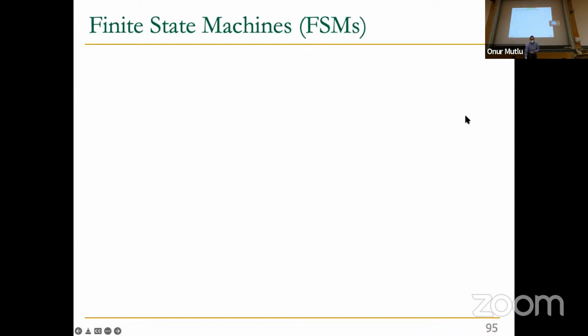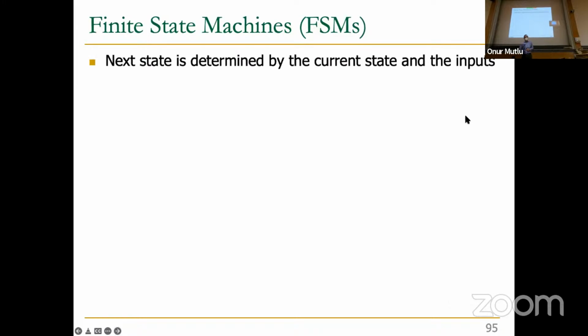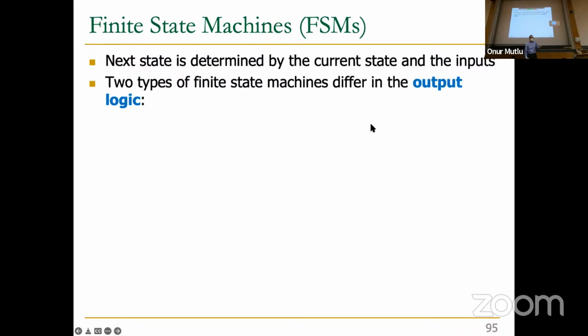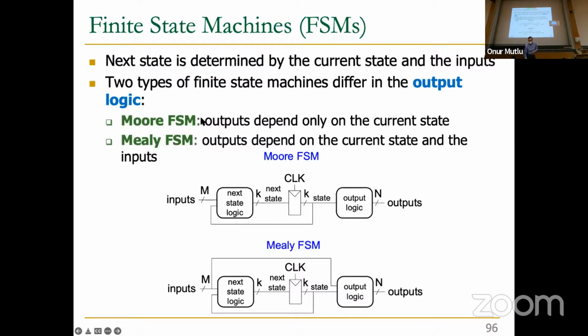Okay, now let's talk more about finite state machines. Next state, we have this element that works. Now we can really build finite state machines. We said that next state is determined by the current state and the inputs. And as I already said, there are 2 finite state machines that differ in the output logic. One is the Moore machine. Outputs depend only on the current state, as I said. But here pictorially, I show the difference between Mealy machine and the Moore machine. In the Mealy machine, outputs depend on the current state and the inputs.